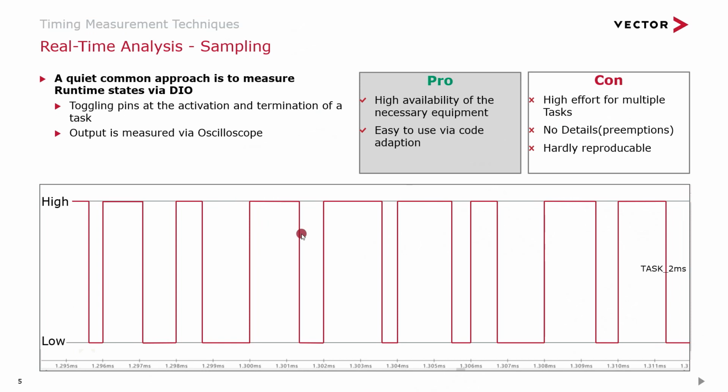But the con when it comes to timing measurement is that you don't really get an insight into the system. For example, if you want to measure multiple tasks, it's a lot of effort. You always need to add a lot of measurement points. You don't get details. You just see start and stop, and you don't know why it takes so long. And especially if you want to compare this with a measurement of your colleague, it's very hard to reproduce because there is no fixed set where you actually place this DIO trace.